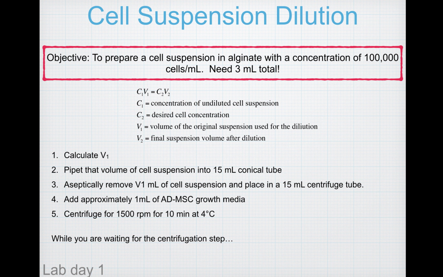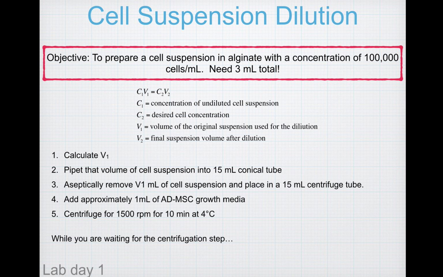So whatever concentration you get, you'll likely have to dilute your cell suspension to a concentration of 100,000 cells per mil, and you'll need 3 milliliters total. As a reminder, this is 3 milliliters of cells in alginate solution, not cells in cell culture media. But anyway, here's the process.